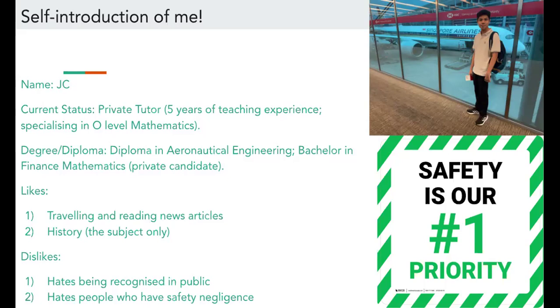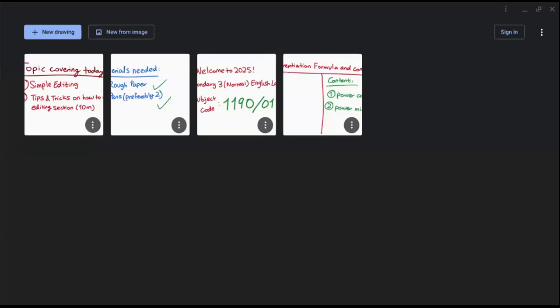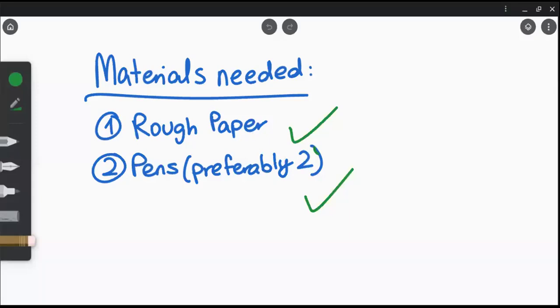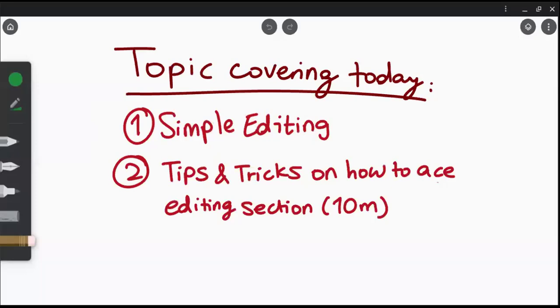Before we head on, I need to make sure you have your materials ready. You need your rough paper and your two pens. If you don't have them, you can pause the video and go and take them now. I'll give you 5 seconds. Four, three, two, one. The topic that we'll be covering today will be simple editing.